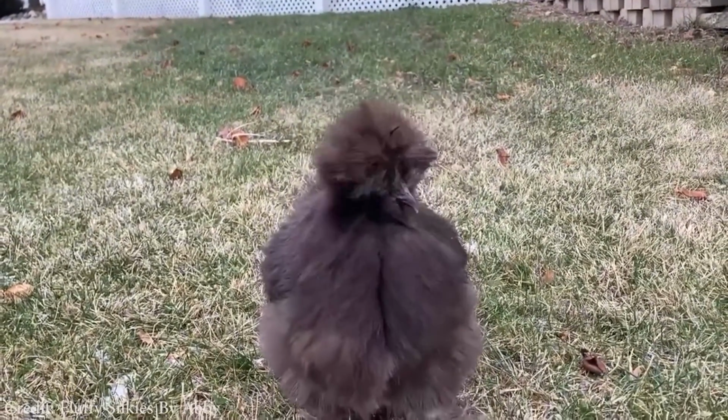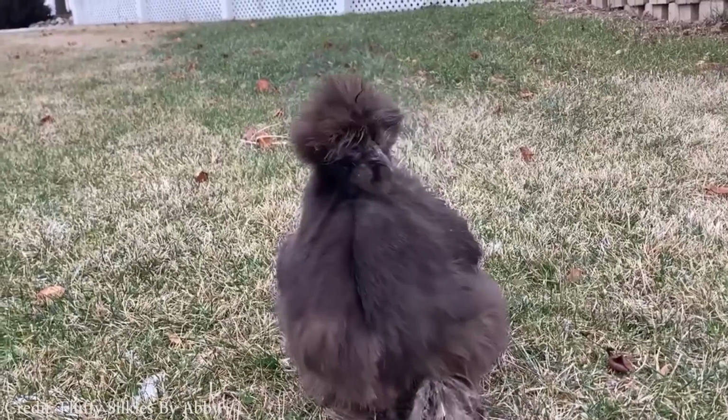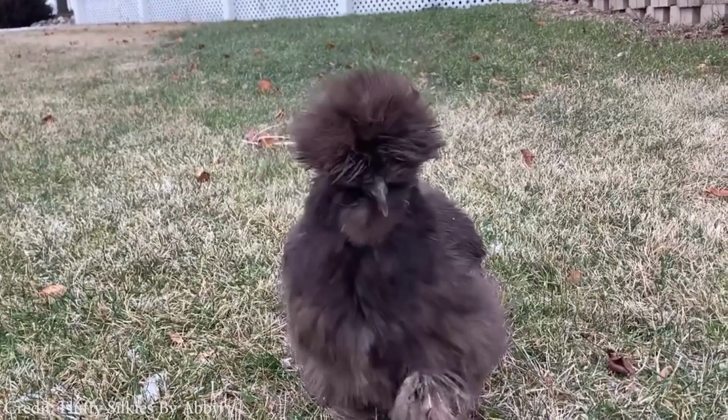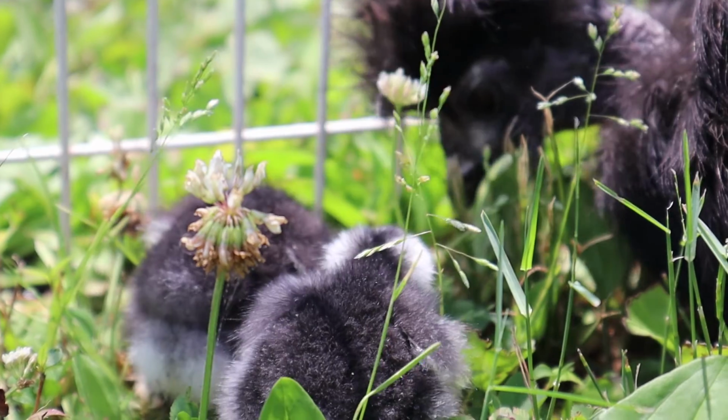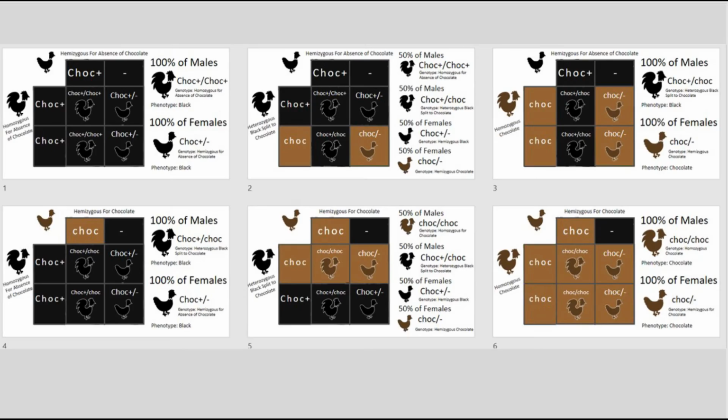This is especially of use in breeds like silkies, where it takes so long to determine if chicks are males or females. This allows you to separate the chicks earlier in life, way before any males start thinking about fighting over females. So with that, let's go over 6 different Punnett squares related to the breeding of sex-linked chocolate.